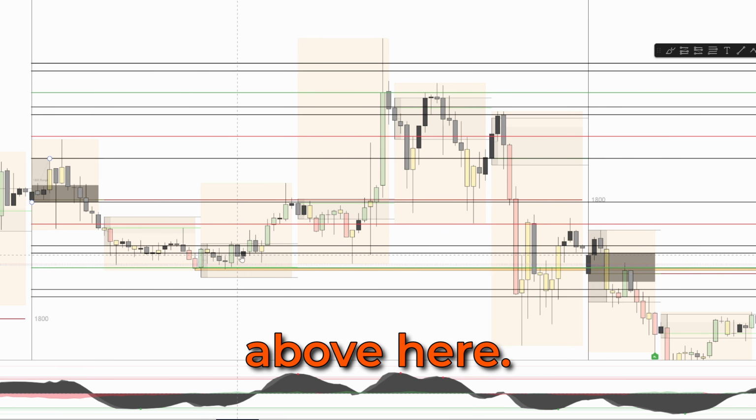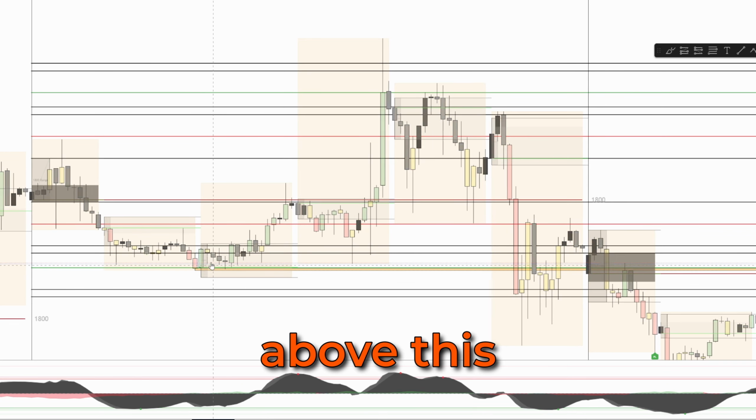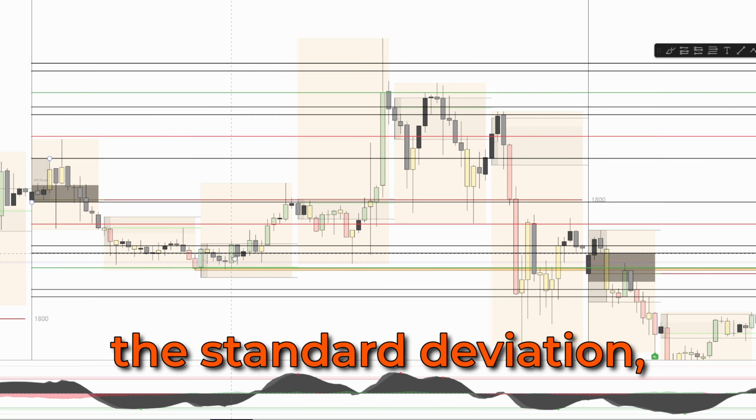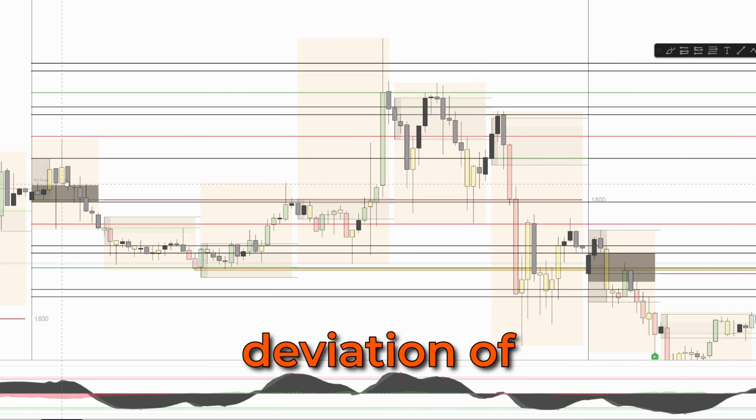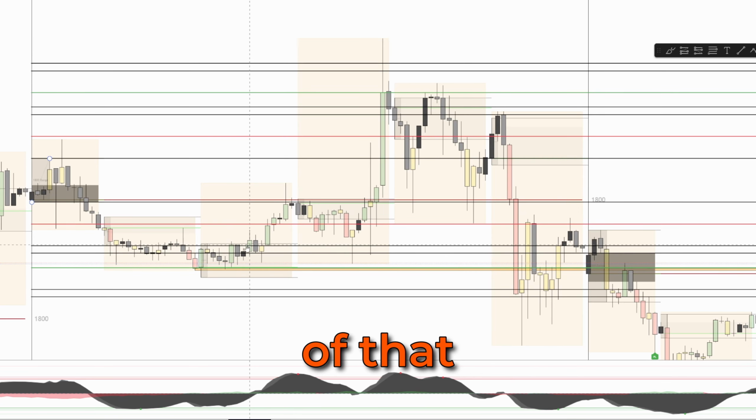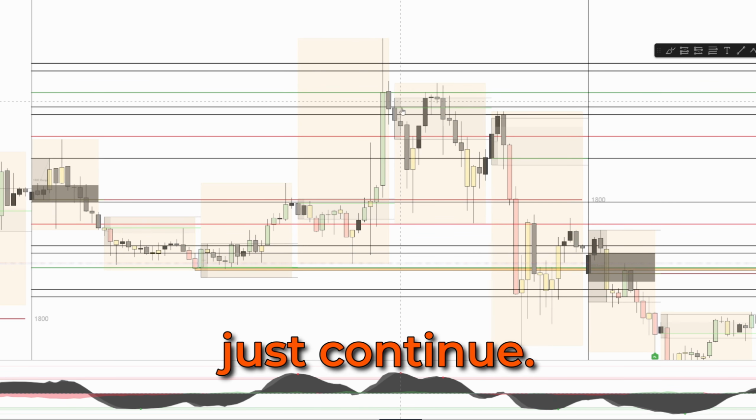We're closing above. Here we have a confirmation above this MCR of that profile, reacting on top of the standard deviation, like one standard deviation of the 1800. So this is a really good indication that price is just going to react off of that one standard and just continue. Same way here, one standard, and just continue.